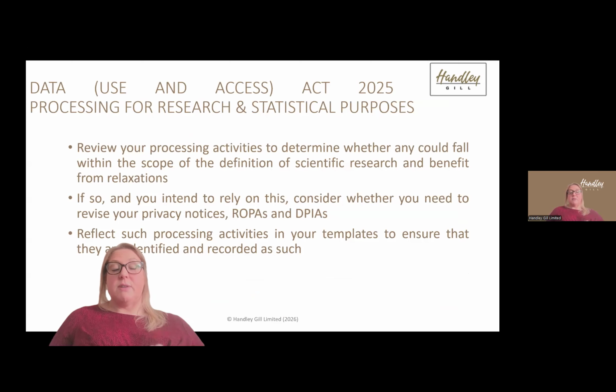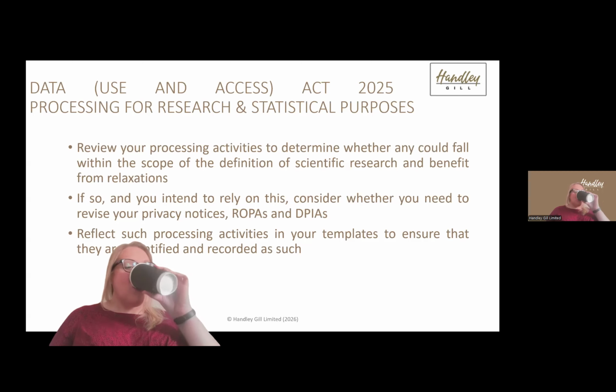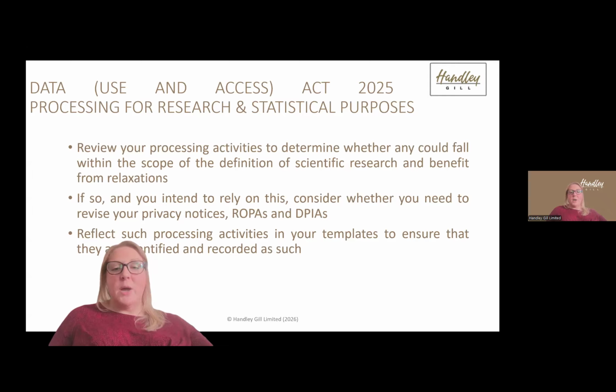So if you're going to process for the RAS purposes, review your activities to determine whether anything you're already doing could fall within the scope of the definition of scientific research, so you can benefit from these relaxations. There might be things that you didn't previously consider to be within the scope of scientific research that would now count. If so, and you want to rely on that, consider whether you need to revise your privacy notices, ROPAs and DPIAs, and reflect processing activities in your templates, just to ensure that you're identifying and recording ROPAs clearly.